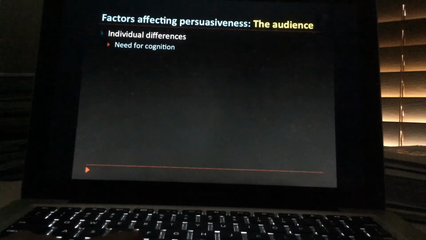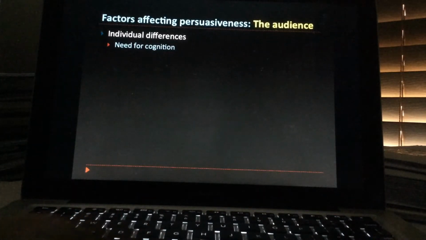Okay, a bit about the audience. So we already know that you as the audience, based on that peripheral route versus the central route persuasion, might be high or low in IQ, or high or low in motivation, or high or low in self-esteem. There are some other individual differences that are worth noting.